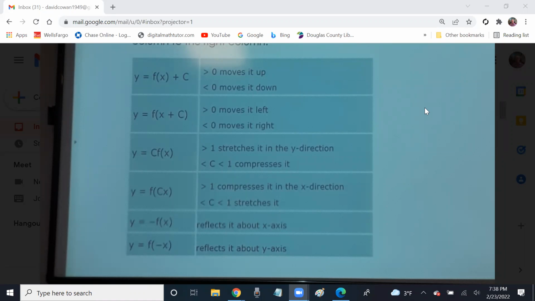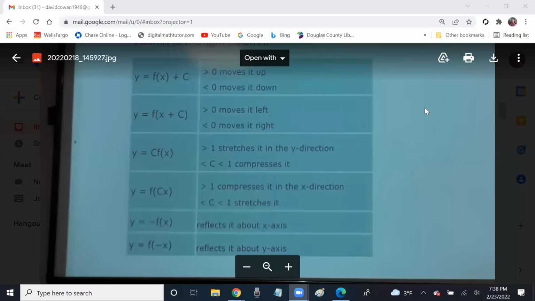Okay. So let's get back to this third type of transformation. We covered the first two, which was a vertical shift. And here, let me just label these again. This is a vertical shift. This is a horizontal shift. This is a vertical stretch or compression. This is a horizontal stretch or compression. This is a vertical reflection. And this is a horizontal reflection.